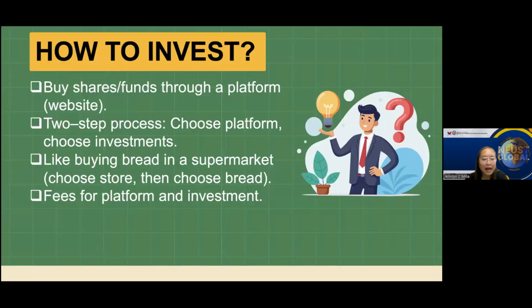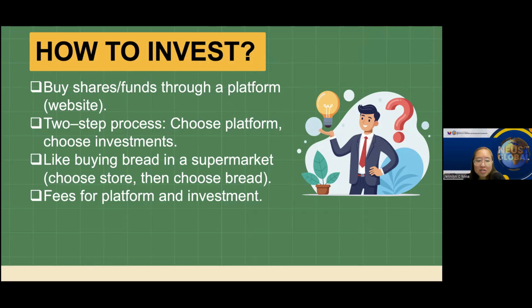Now, how to invest? Investing is a two-step process, just like buying bread in a supermarket. You choose a platform. First, you need to decide where to buy your investment, just like picking which supermarket to shop at. This could be a stockbroker, a bank, or an online investment platform like COL Financial. Then pick your investment. Once you have a platform, you choose what to invest in, such as stocks, shares, or funds, just like choosing which type of bread to buy.